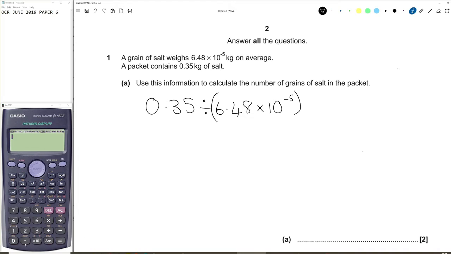So, on my calculator, I'm going to do 0.35 divided by 6.48 times 10 to the power of minus 5. Press SD to convert it, and I should get 5,401.23. Now, it's number of grains of salt, so you're not going to have a decimal. I'm going to round down. So your answer would be 5,401.